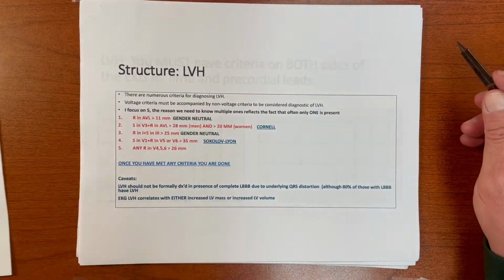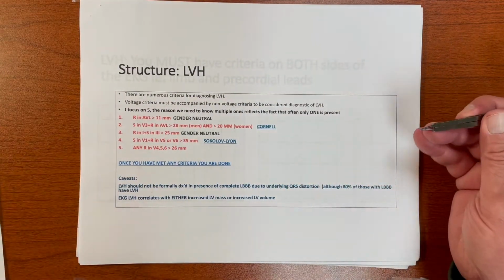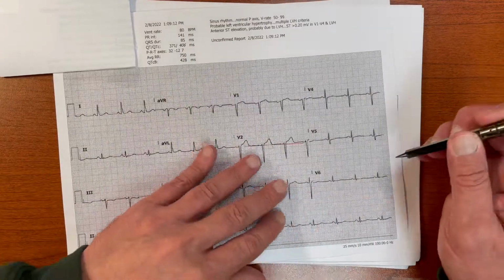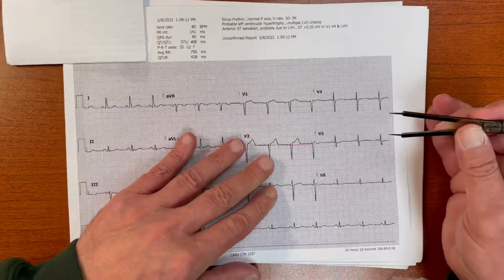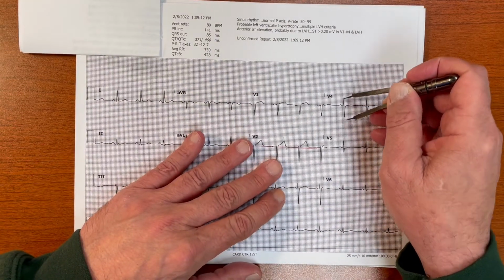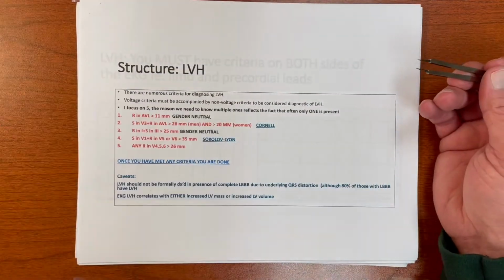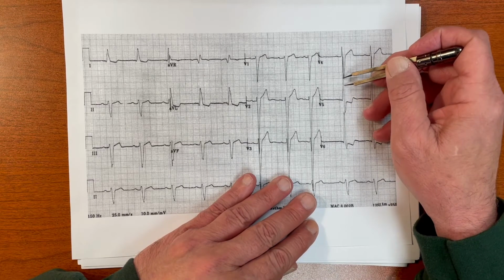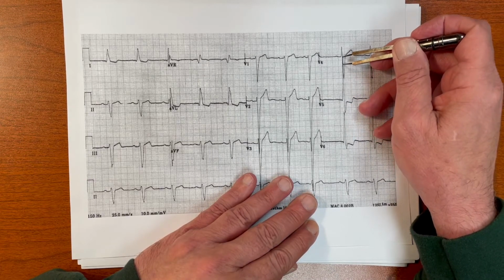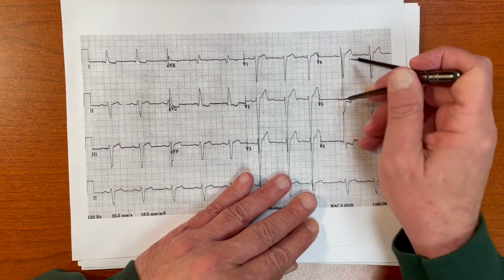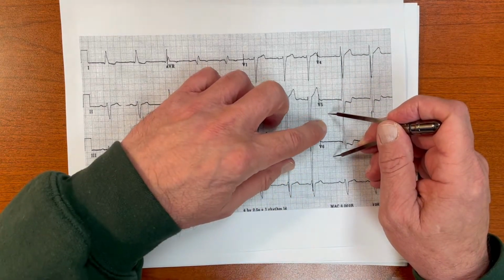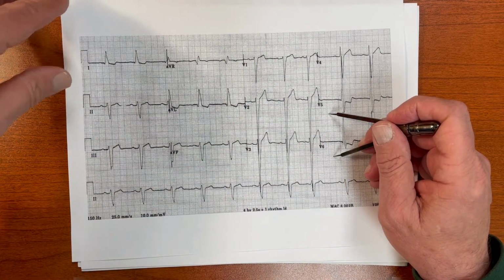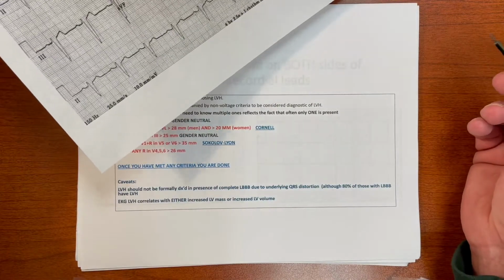So that was Sokolow-Lyon. Lastly, we look for any R in V4, 5, or 6 to be over 26 millimeters. Here we see clearly, these are puny, all right? Versus LVH, where, again, iso-dense, iso-dense, iso-dense, double density, and then it stops. And count how many large boxes that is. 1, 2, 3, 4, 5, 6, 7. It's a huge amount of voltage, okay? So those are the criteria.